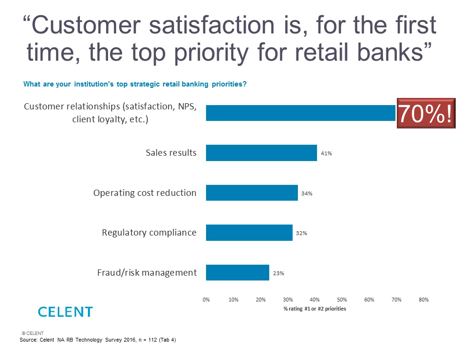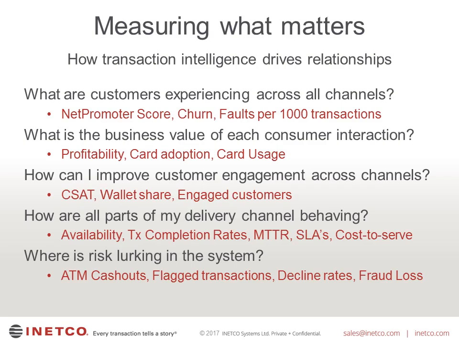And so that's where we really come to, how do you measure what matters and measure this customer satisfaction picture? And this is where transaction data and that data fire hose we talked about earlier really comes into play, because transaction intelligence, the ability to understand consumer transactions, can really drive that digital relationship. Understanding what customers are experiencing across all channels, so being able to look at and measure Net Promoter Score, churn, and faults per 1,000 transactions, and things like that, and being able to do that across any and all channels in a consistent way becomes really, really important in maintaining that digital relationship.